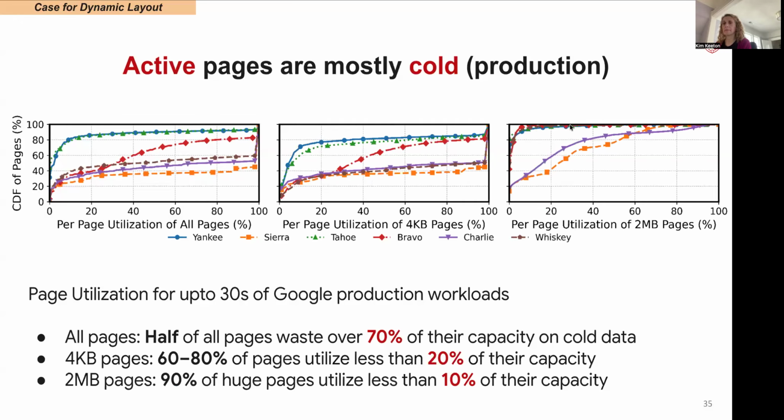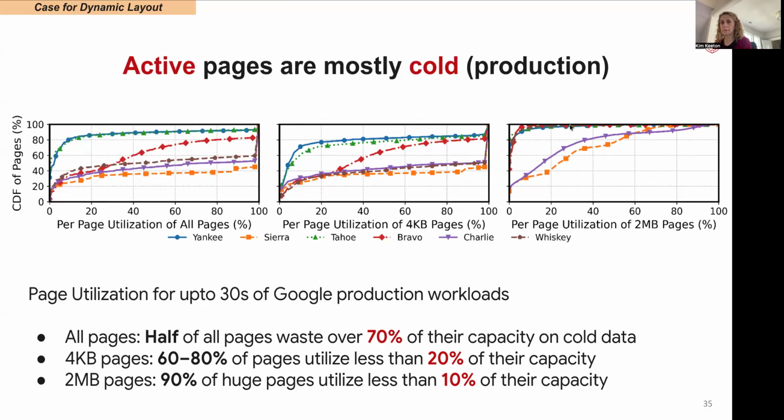Now we wanted to study this further, so we asked, what about page sizes? Is there a difference between 4 KB utilization and 2 MB utilization? In the per page utilization of 4 KB, it pretty much remains the same as this graph, indicating that most pages in these workloads are 4 KB pages, right? But when we looked at the 2 MB pages, they're really worse, right? So 90% of huge pages utilize less than 10% of their capacity.